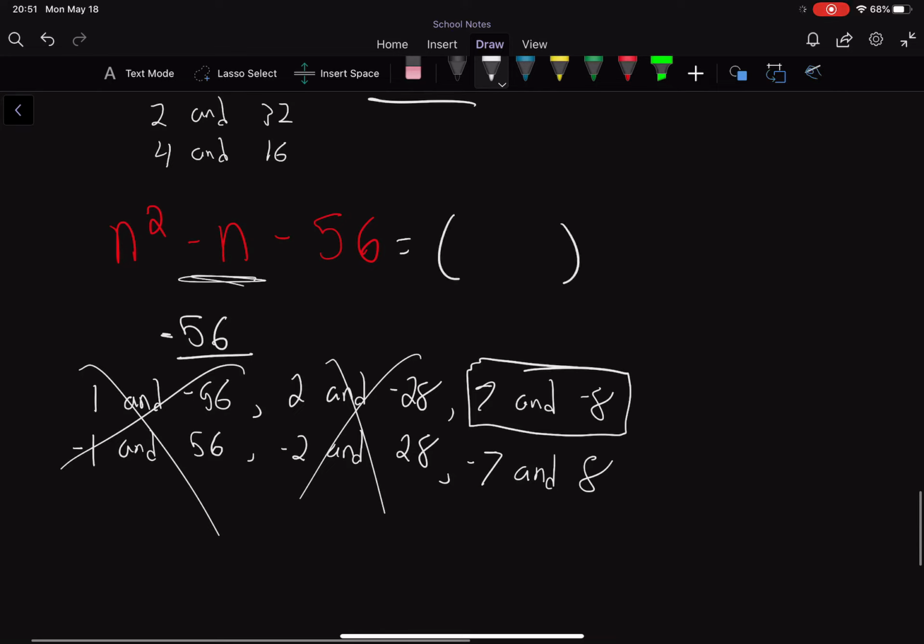So we set up our parentheses, n in both of them. Positive 7 is one of our terms, negative 8 is our other one. And that ends up being our answer.